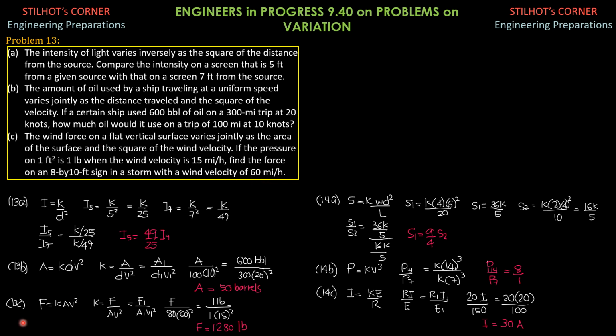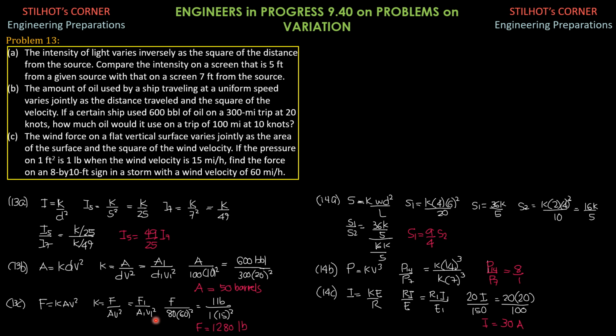Wind force on the flat surface varies jointly, so F equals K times the area of the surface and the square of the wind velocity, so area times velocity squared. Therefore, if we solve for K, it is force over area times V squared. Then we equate it to the initial condition. We just put subscripts: F1 over area 1 V1 squared.